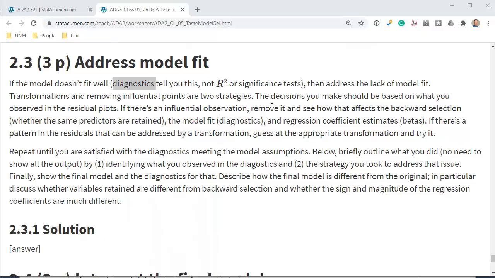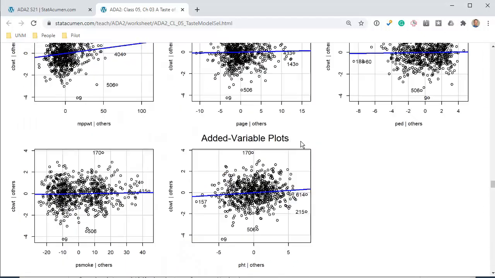So the decisions you make should be based on what you observed in the residual plots. If there's an influential observation, remove it and see how that affects the backward selection, whether the same predictors are retained, right? Sometimes you remove one observation and your model reduction completely changes. So really key idea here, everything depends on everything else, is something you'll hear me say over and over again.